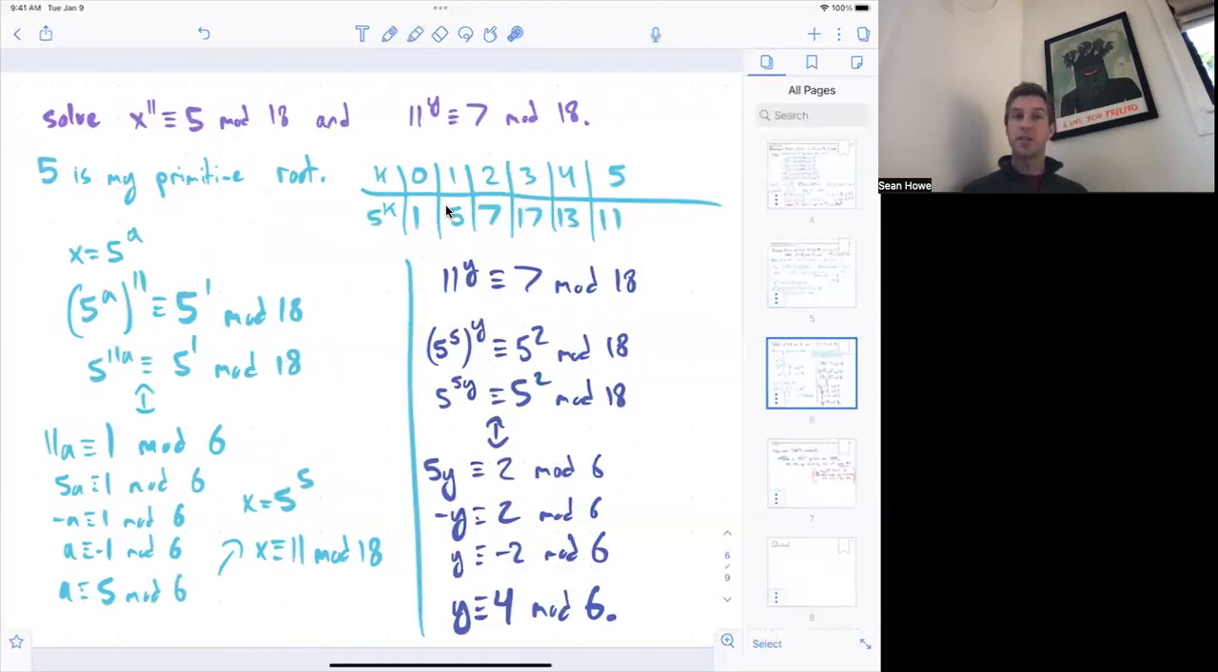Okay, are there any questions about this problem? How do we get from 5y to minus y? So 5 is minus 1 mod 6. So when we're doing this kind of equation, we can replace this 5 with minus 1 because they're congruent mod 6. Did that answer your question? Great. Any other questions?